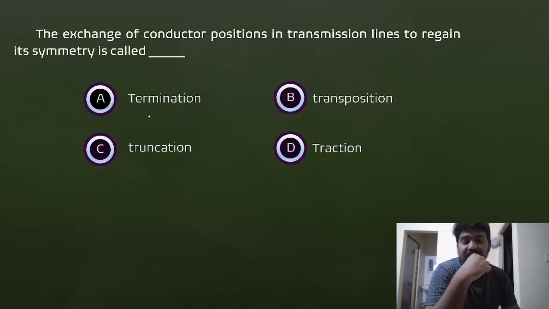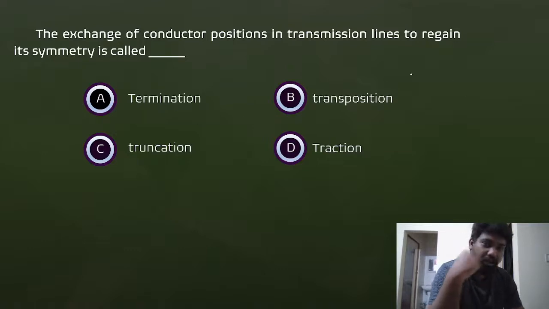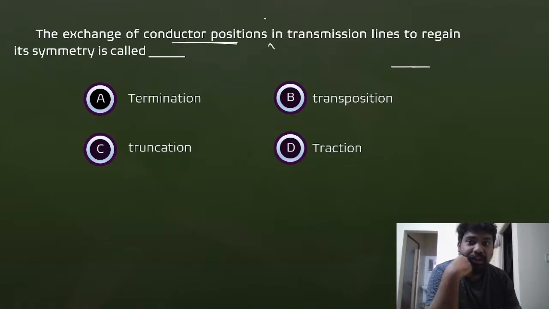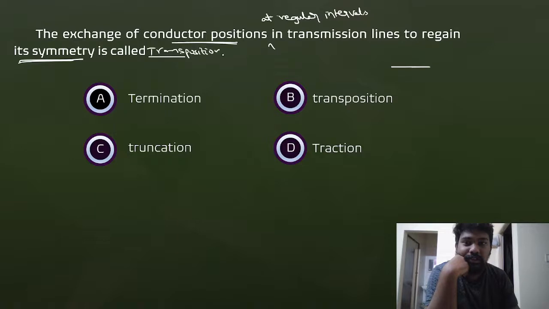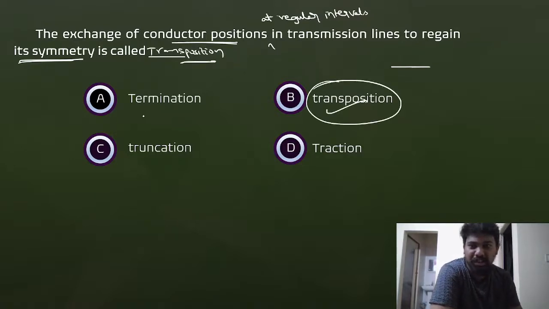Next, the exchange of conductor positions in transmission lines to regain its symmetry. Okay, fine. He is saying that the exchange of conductor positions at regular intervals should be written. If he gives at regular intervals to regain symmetry, this is transposition. This is from power system transmission and distribution. This is the answer. Remaining all are waste. This is the correct answer.